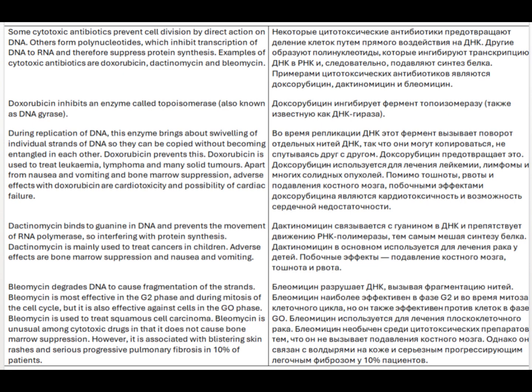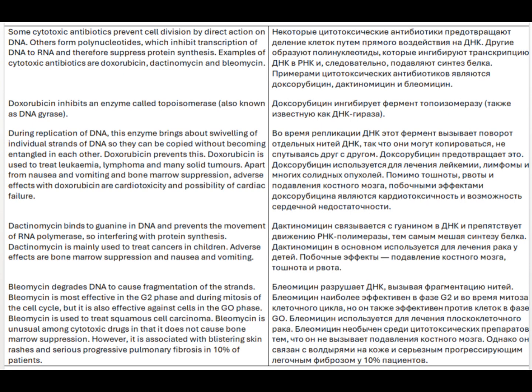During replication of DNA, this enzyme brings about swiveling of individual strands of DNA so they can be copied without becoming entangled in each other. Doxorubicin prevents this. Doxorubicin is used to treat leukemia, lymphoma, and many solid tumors. Apart from nausea and vomiting and bone marrow suppression, adverse effects with doxorubicin are cardiotoxicity and possibility of cardiac failure.